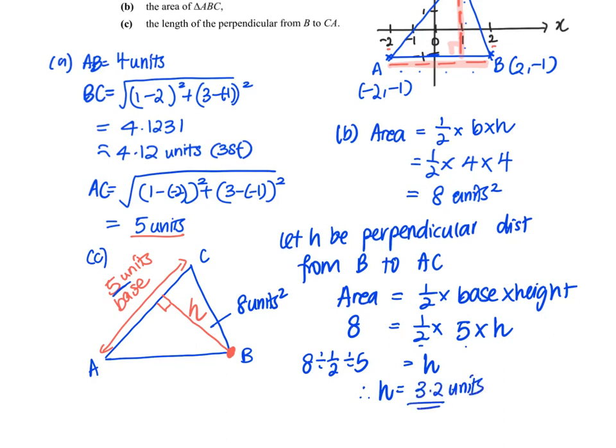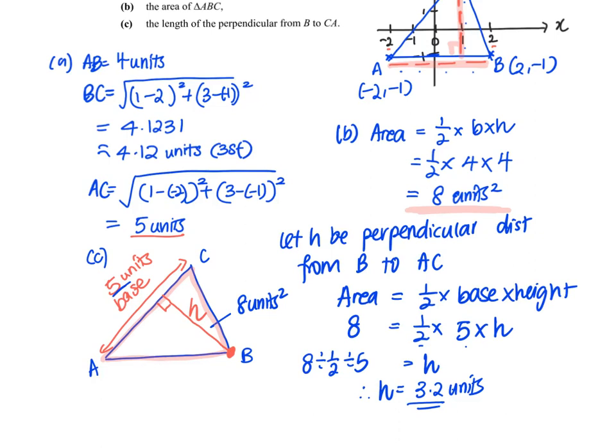Have you gotten the answer? Now let me repeat the concept again. I already know the area of the triangle from part B. Area of triangle is 8 units square. So in this triangle here, area of triangle is also 8 units square.